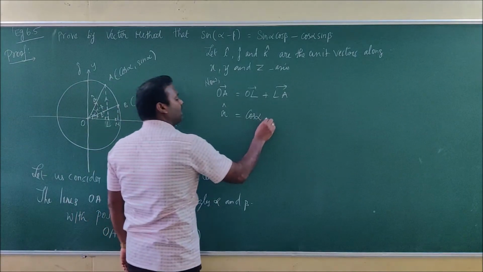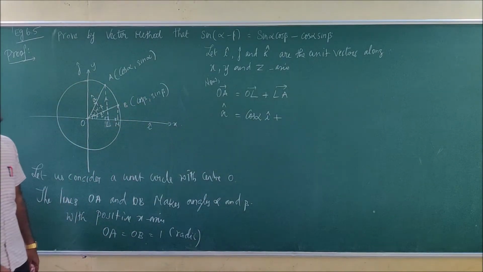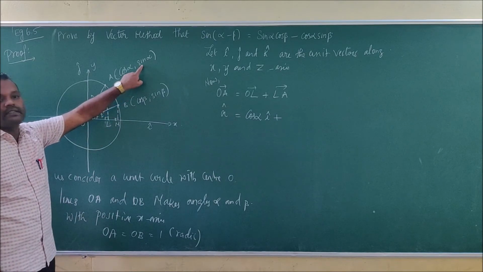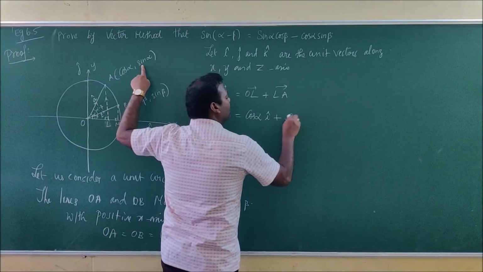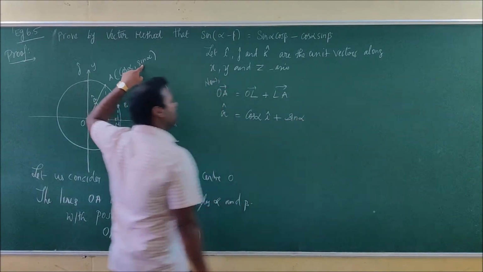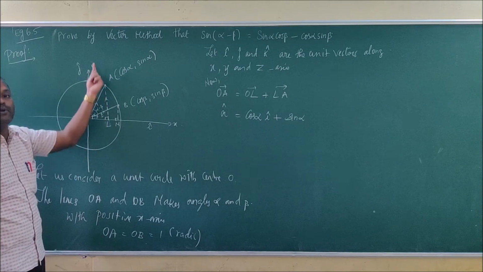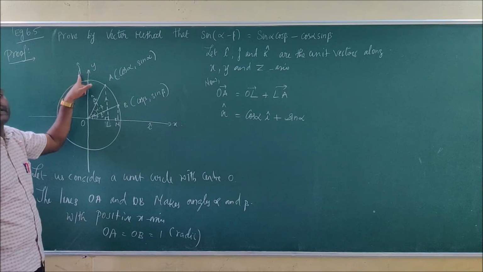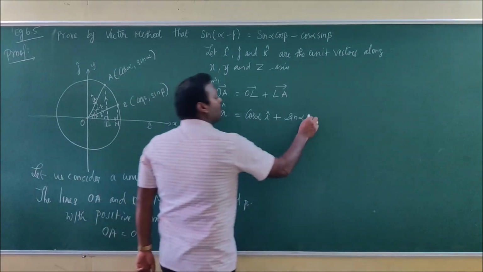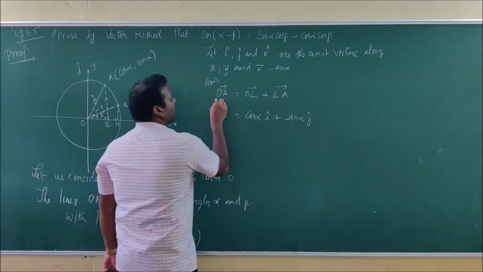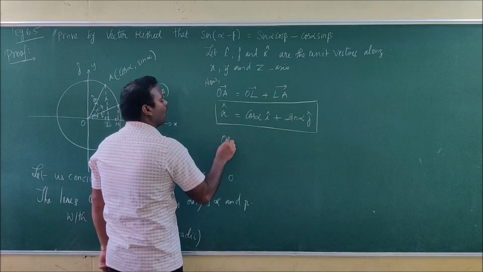So you have to multiply that cos alpha into i cap plus LA vector. The magnitude or length of LA vector is sin alpha. The direction of LA vector is in the above direction. Here the unit vector in that direction is j cap. So sin alpha into j cap. This is the thing.